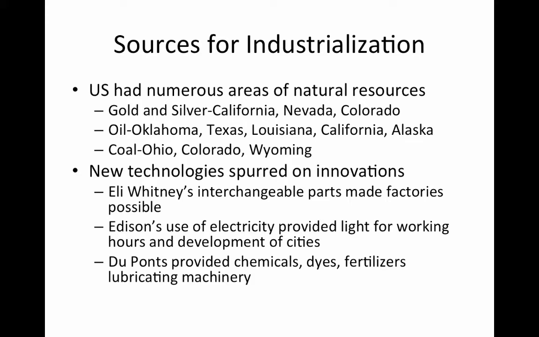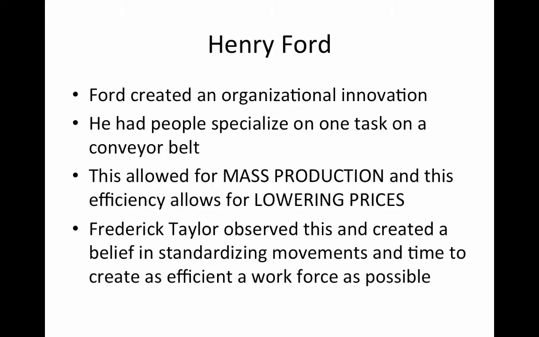But on top of that, there had been a number of new technologies that spurred on innovations that made it possible for this industrial revolution to take place. Just a few examples. Eli Whitney's interchangeable parts made factories much more possible to work much more quickly. Edison's use of electricity provided the light needed for working hours in the development of cities. And the DuPonts provided chemicals, dyes, and fertilizers that allowed for the lubrication of machinery that allowed for mass production.